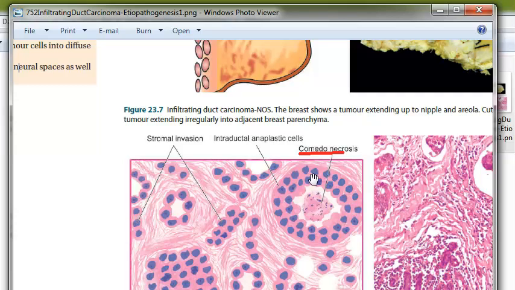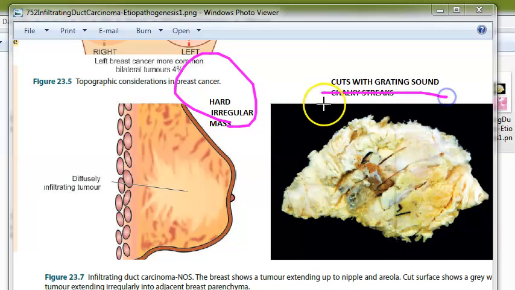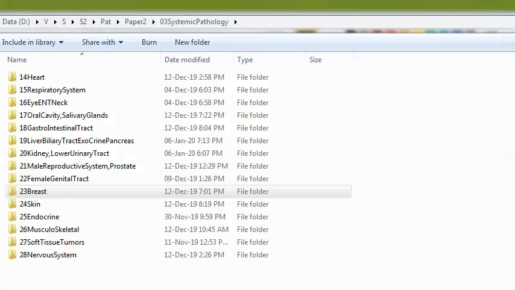Two words about each of these diseases that you see in pathology. In the gross, what will you see? In the microscopy, what will you see? In the gross, you will see a hard irregular mass, then it cuts with a grating sound, chalky streaks. These are specific words that you will have to write for infiltrating ductal carcinoma in the gross. In the microscopy, comedonecrosis. All these standard specific terms you should know, and always focus on the priority questions. You can't read everything.